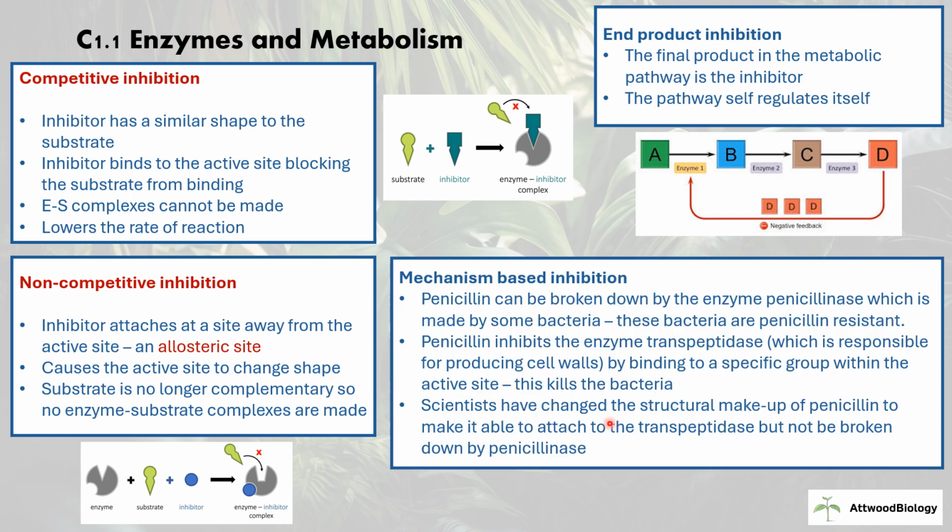And then we have mechanism-based inhibition. So this one's slightly more complicated. We know that penicillin can be broken down by the enzyme penicillinase, which is made by some bacteria, and that makes those bacteria resistant to the penicillin. The penicillin inhibits an enzyme called transpeptidase, which is responsible for producing cell walls in the bacteria because it binds to a specific group within the active site of the transpeptidase.